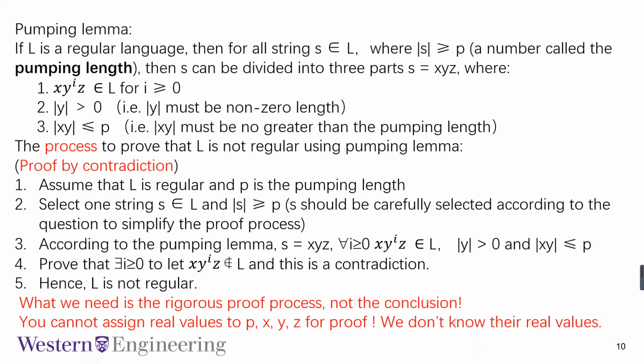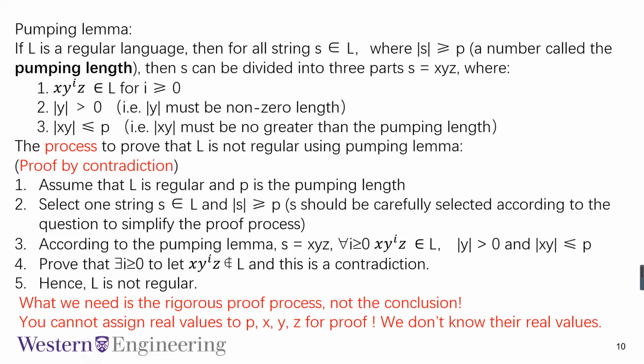Then S can be divided into three parts, X, Y, Z, where for all i greater than or equal to 0, X Y to the i Z belongs to language L, and |Y| is greater than 0, and |XY| is less than or equal to P.